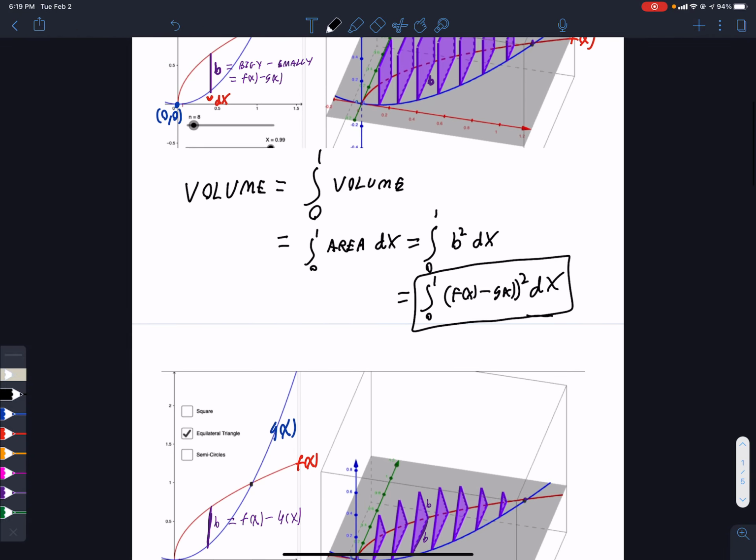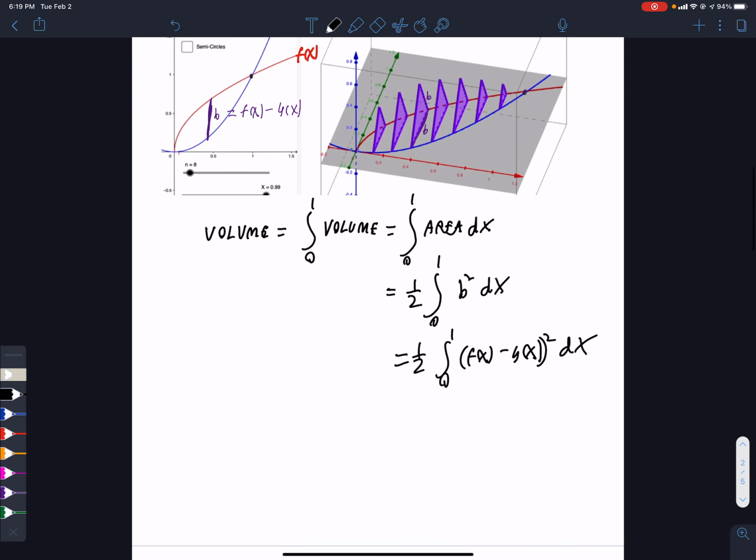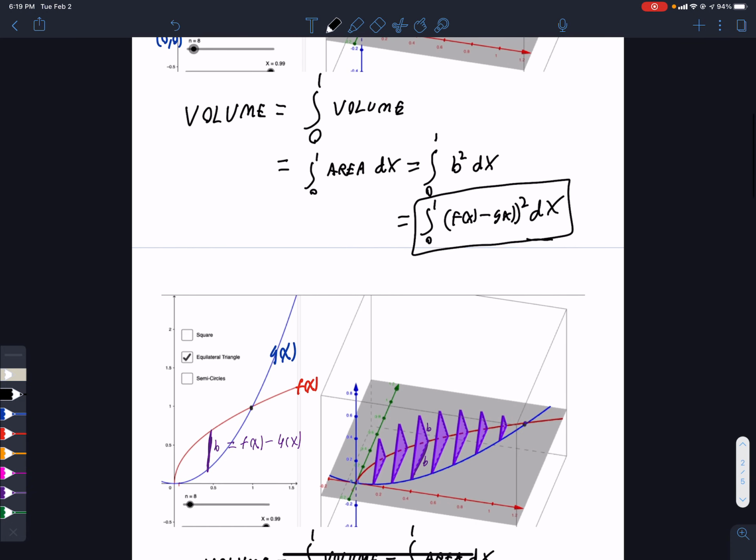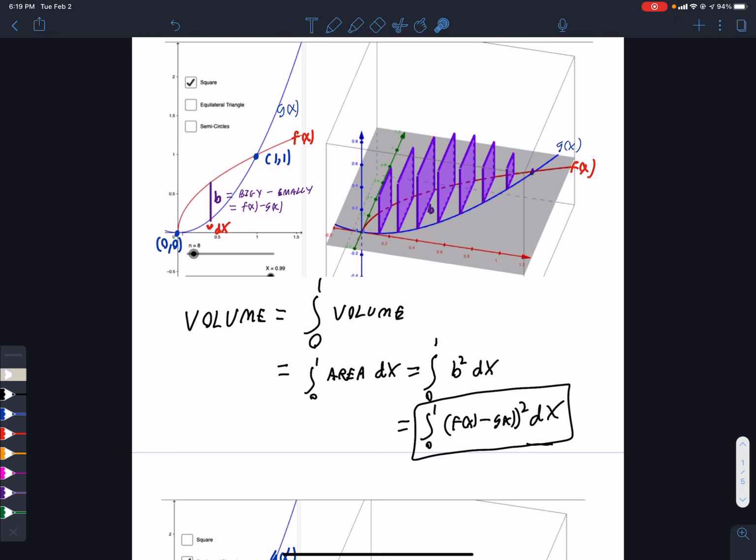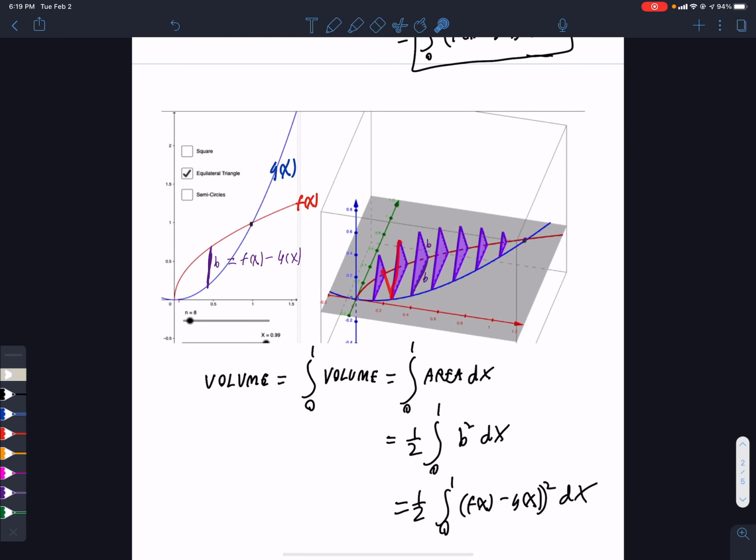And notice the only difference between these two is this one is a half in front, this one doesn't. But logically it makes sense because this is the whole building, and this, you've sliced off half of it, so you're going to have half the volume. Okay, let me do one more with this semicircle.